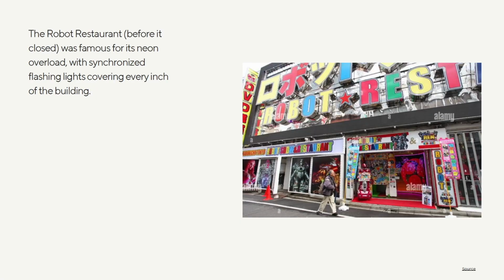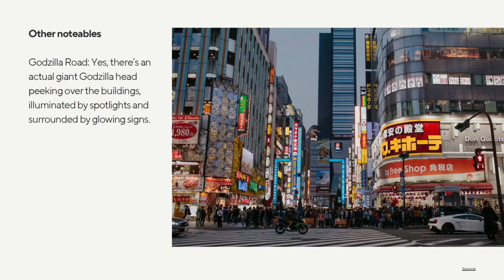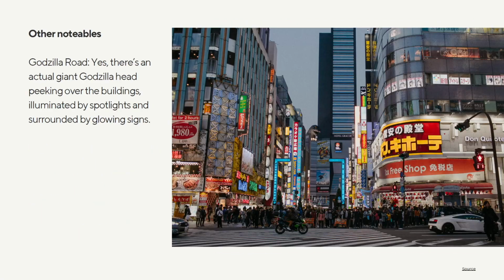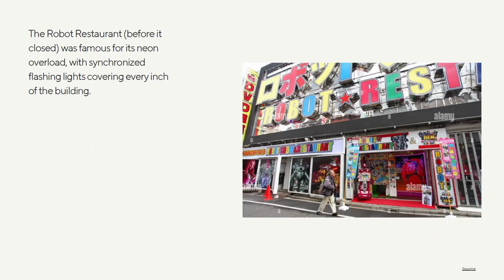We also have the robot restaurant, which I'm just going to zip back two slides. You can see it right here, if you can see my cursor, around the first third of the upper pane of this window, or of the lights. It's now closed, but it was famous for its absolute neon overload. It has synchronized flashing lights, and it covered every inch of the building, and just so we can see a glimpse of it.